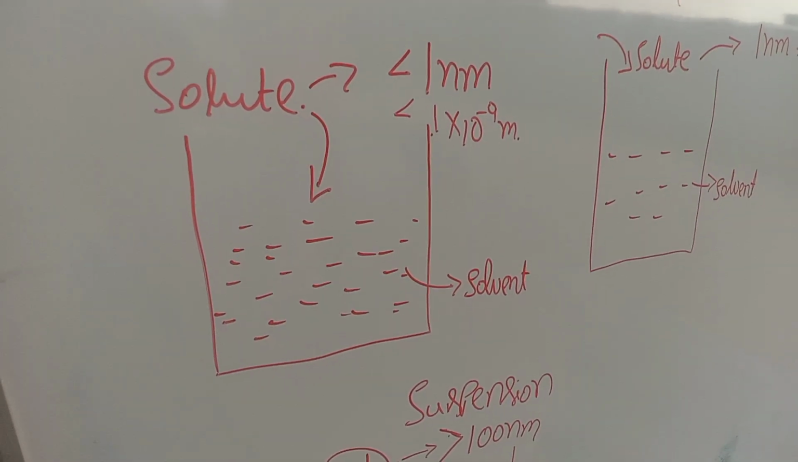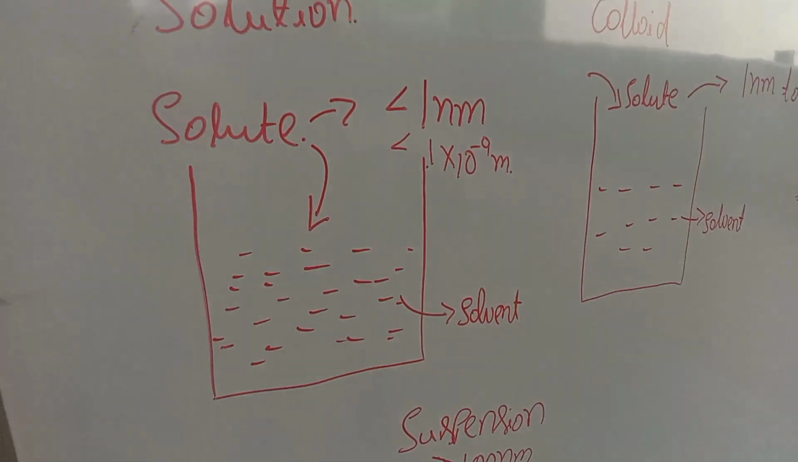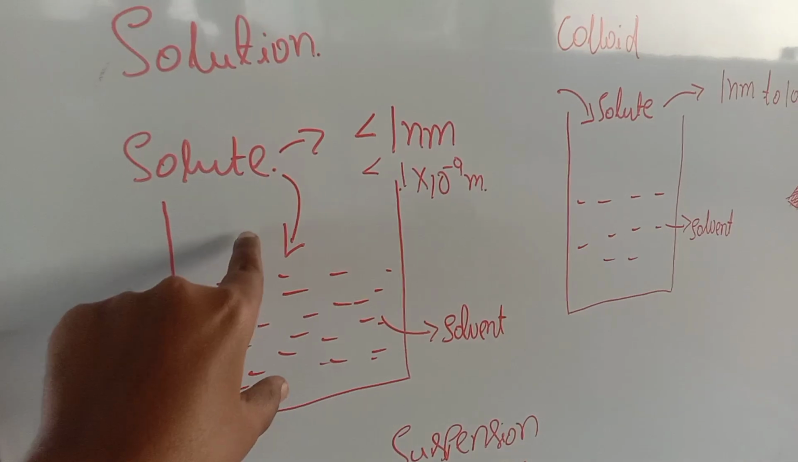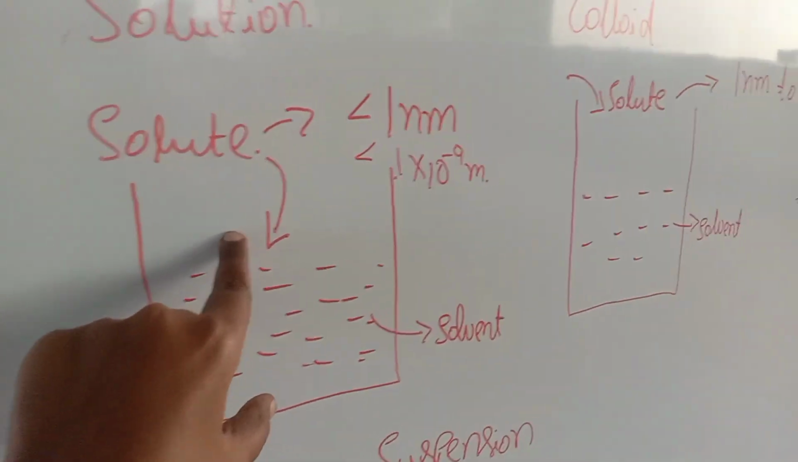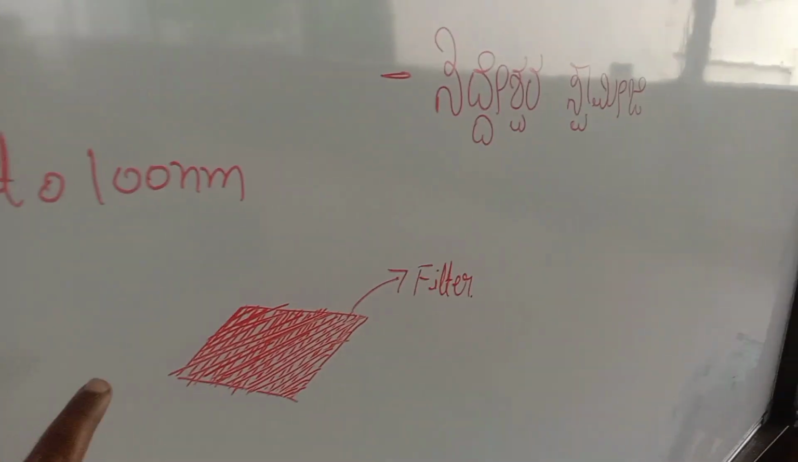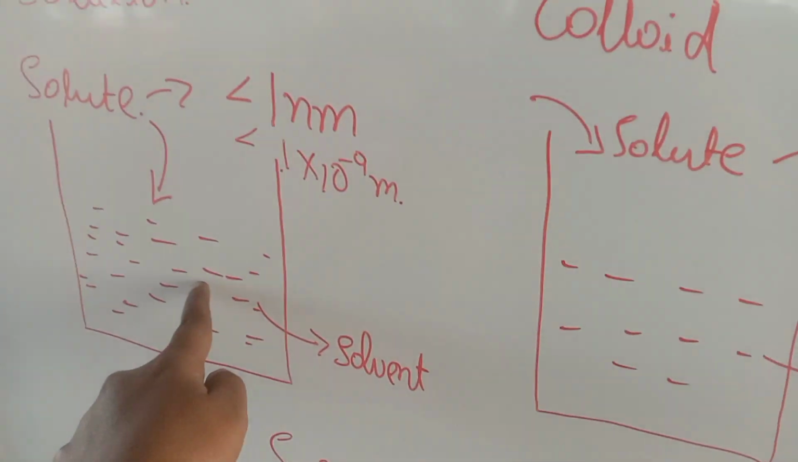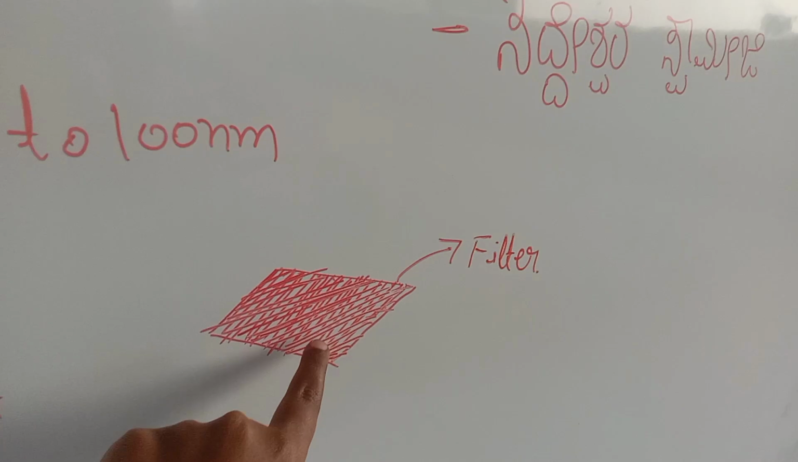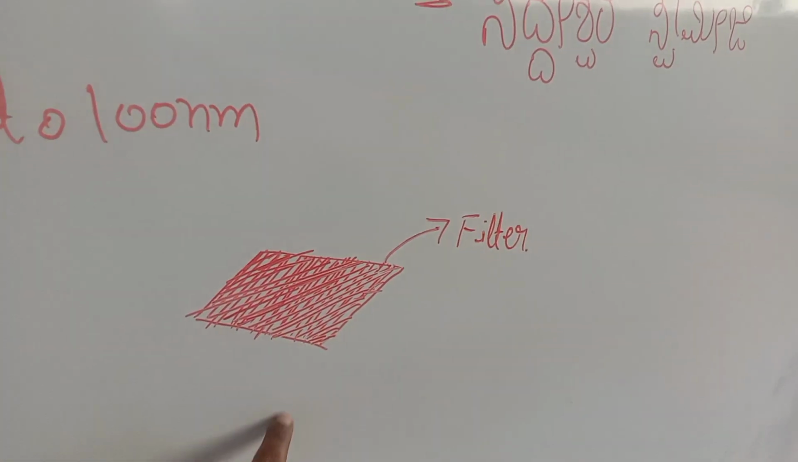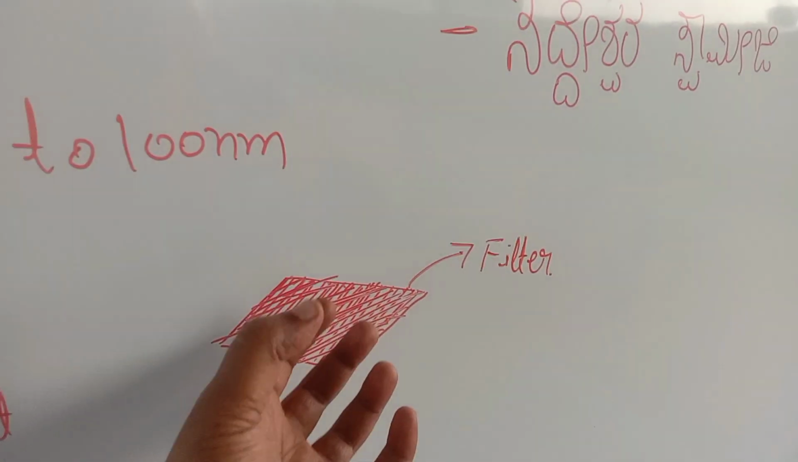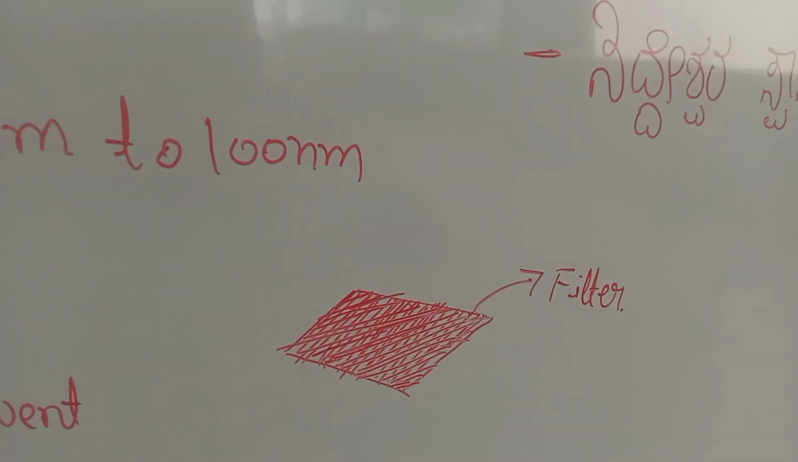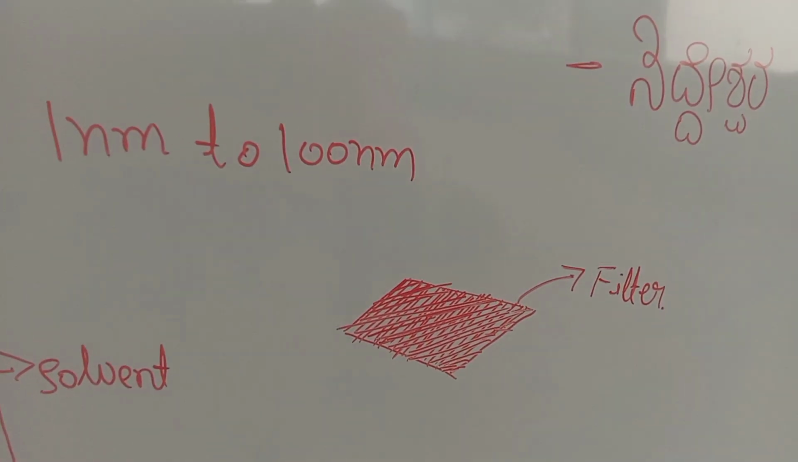In case of solution, the filtration is not possible because the size of the particles is very small. When we take a small size filter like this and pour this solution, the solute which is already dissolved also passes through this filter, so that we can't collect the solute separately once after mixing. That means filtration is not possible in case of solution.